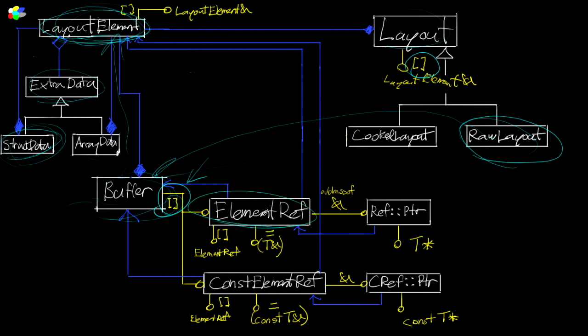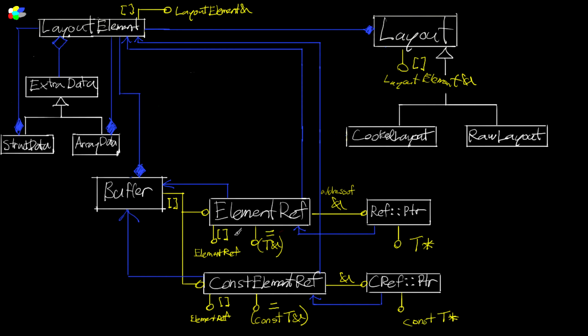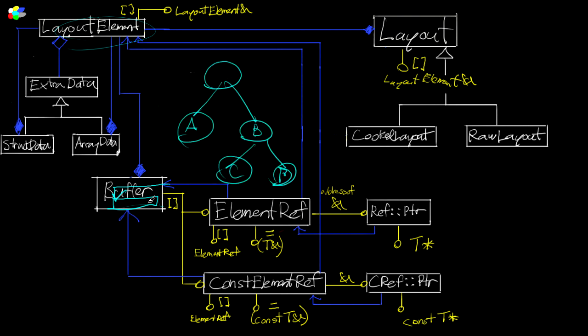What this element reference is, I call a proxy type. The diagram says that the element reference maintains a reference to the buffer. That's not exactly true. It actually maintains a pointer directly to the byte array of the buffer. So it has a pointer to the raw data, and it also has a reference to the layout. Specifically, let's say we've got a tree like this. If I index into the buffer with A, the element ref is going to point to this layout element, and it's going to point to the byte buffer.